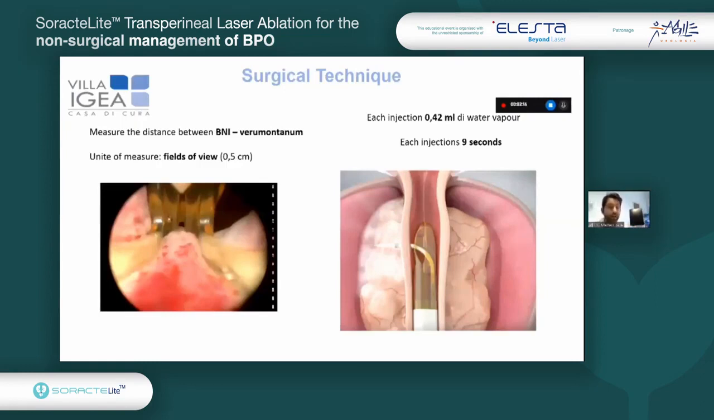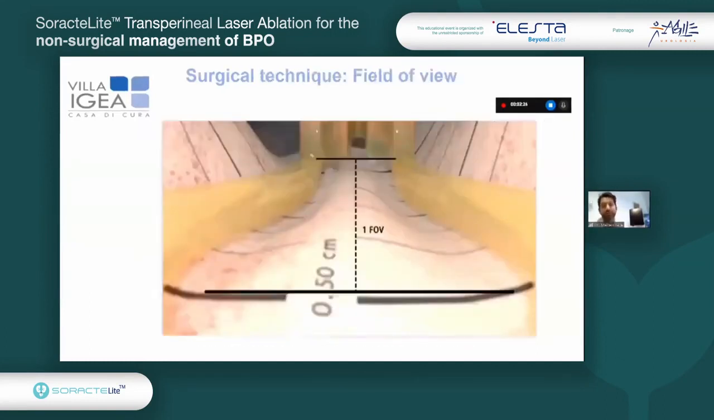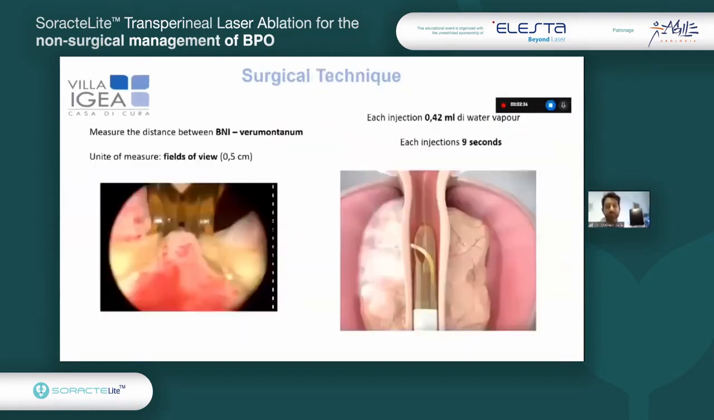By using our unit of measure, the field of view. A field of view is 0.5 centimeters, so 5 millimeters. I have a slide that demonstrates it. Basically, you go from the tip of the delivery device to this point of the branches. This is one field of view. It is very important because each field of view corresponds to one injection.